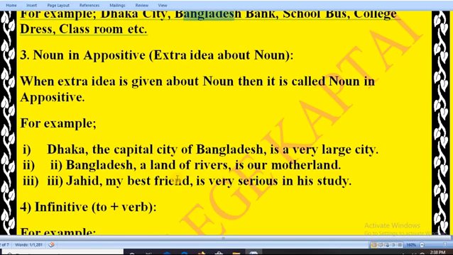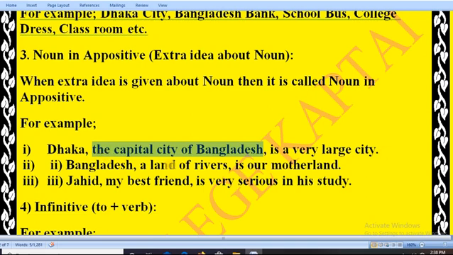Look at the example. Dhaka, the capital city of Bangladesh, is a very large city. Okay, here Dhaka is a very large city. That means the large city is Dhaka, right? This expression is for Dhaka. If I say Dhaka is the capital city of Bangladesh, it's also about Dhaka. So here we have given extra information about Dhaka, and that is a very large city, right?